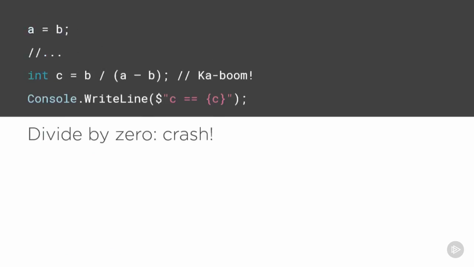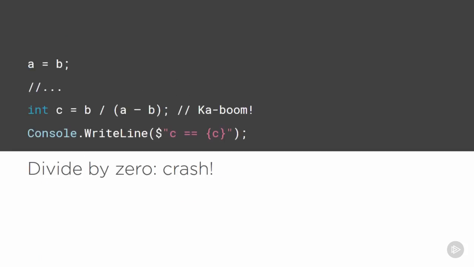Let's look at an extremely simple example. Here we set a equal to b, and now we're going to set the integer c to taking b and dividing it by a minus b. Well, a minus b must be 0. You cannot divide by 0, and so you will get a divide by 0 exception. And if you don't handle it, then your program is going to crash.